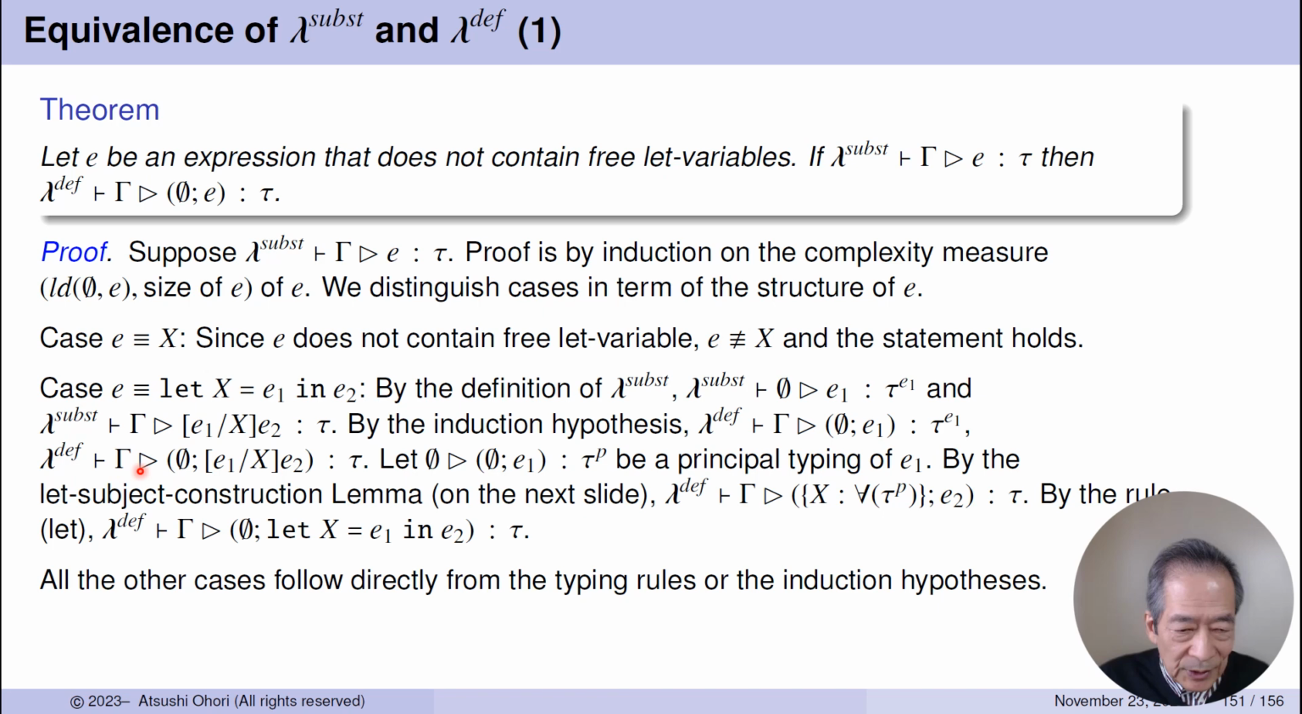From this derivation, we can derive this derivation by assuming X to have this polytype of this principal type with the same type tau. Then by the rule let, we have this derivation and we have done. So the only missing piece is this let subject construction lemma. We will show this on the next slide.